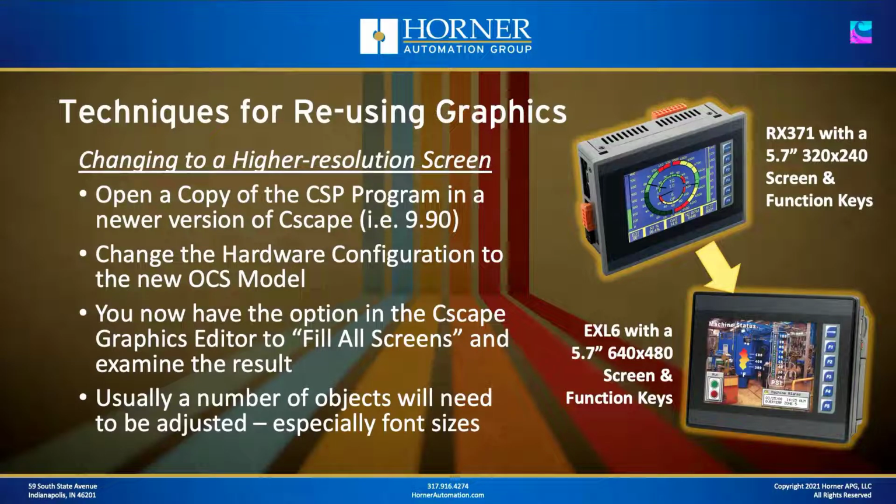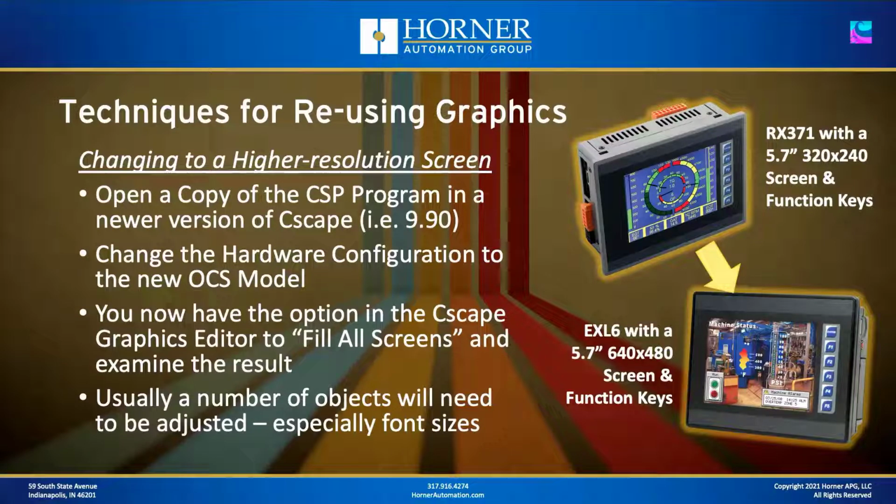The specific example I'm going to give here is our ruggedized RX371 that had a 5.7-inch quarter VGA display, 320 by 240. We're going to give you an example of reusing the graphics for a project that was designed with that product, and we're going to replace it with an EXL6, which is also a 5.7-inch product, but this time it's got a 640 by 480 screen. So it's got 4 times the resolution. So that's the first example we're going to go through.